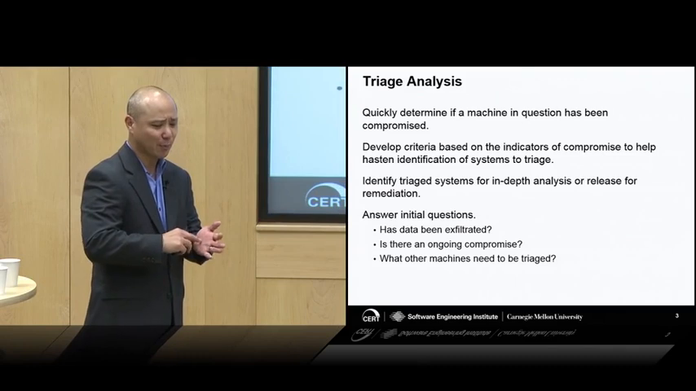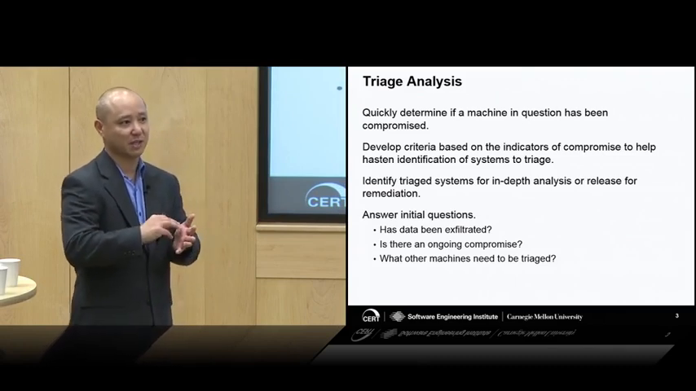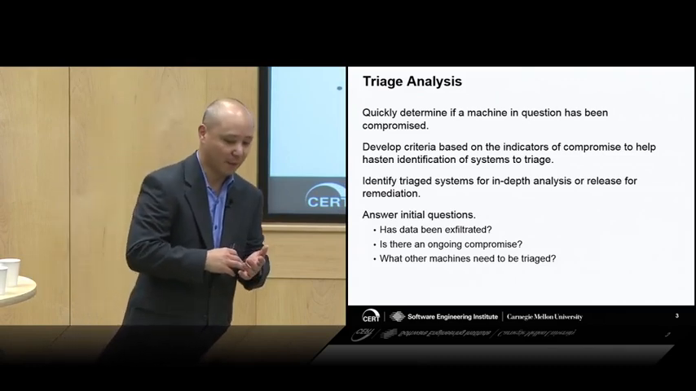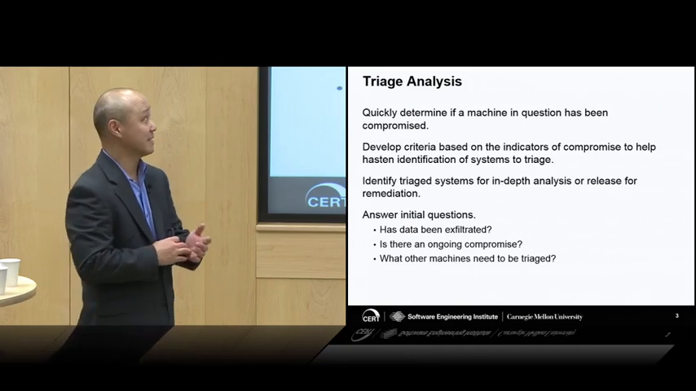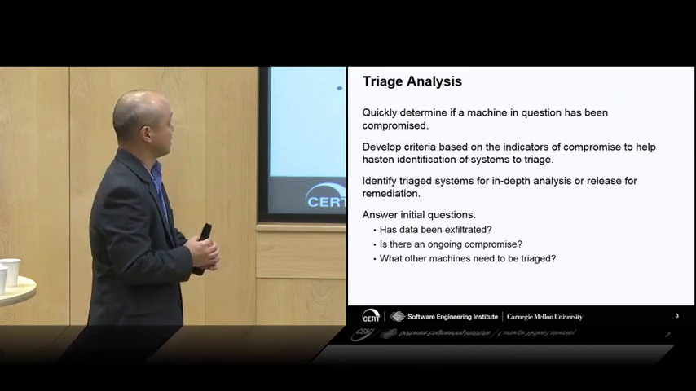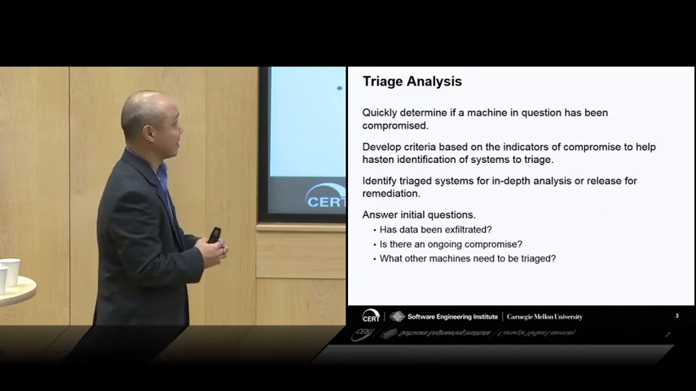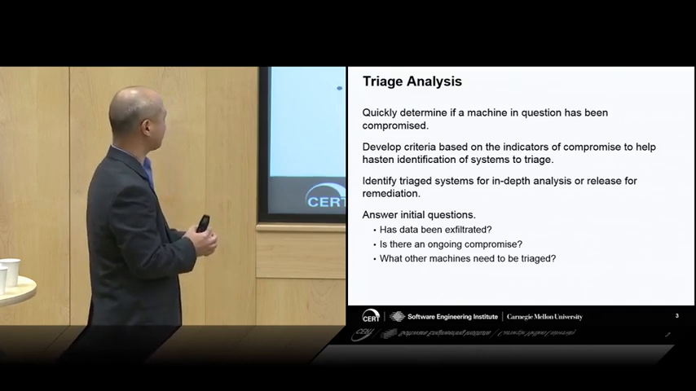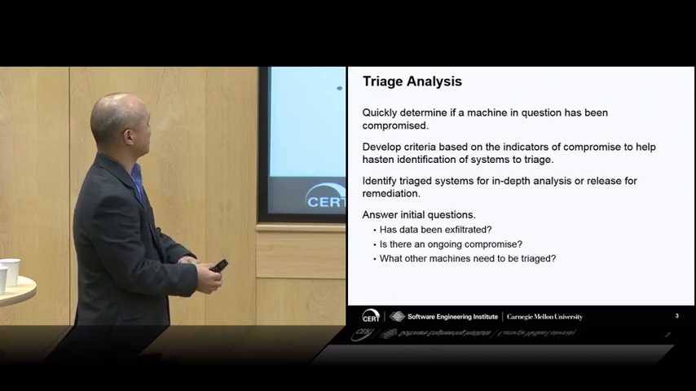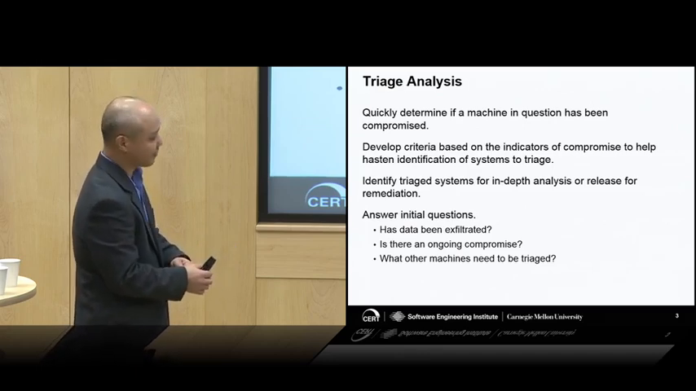So this is that inner part of the smaller circles I was mentioning for the collect, examine, and analyze. This is the analyze piece. So this will help you hopefully get quickly to the next collection piece and the next examine piece. Identify triage systems for in-depth analysis or release for remediation.